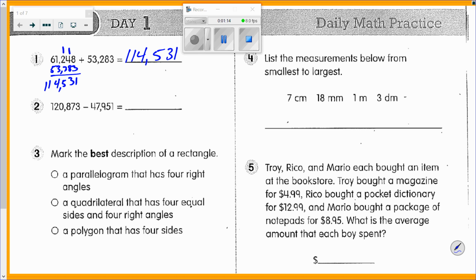Mahani just asked a great question. Can you use pen to check your answers? Yes. So if you didn't get it right, you can use a pen to correct it. So that way you can see where you made errors.